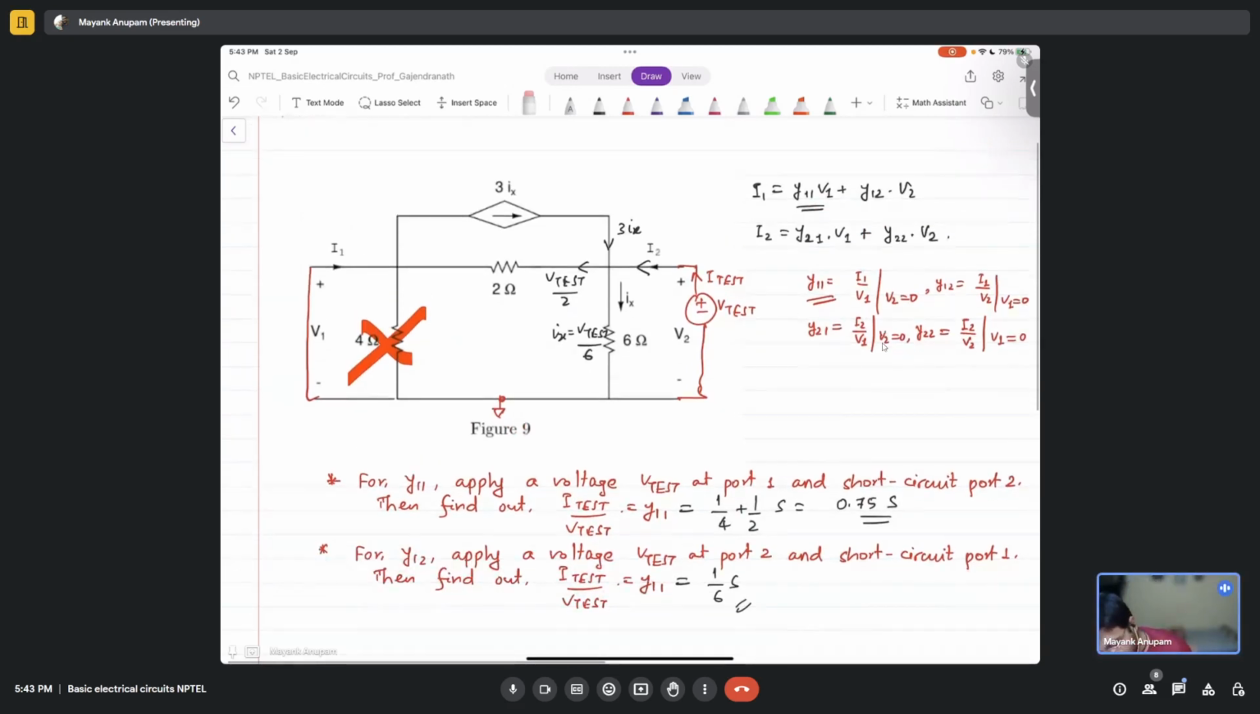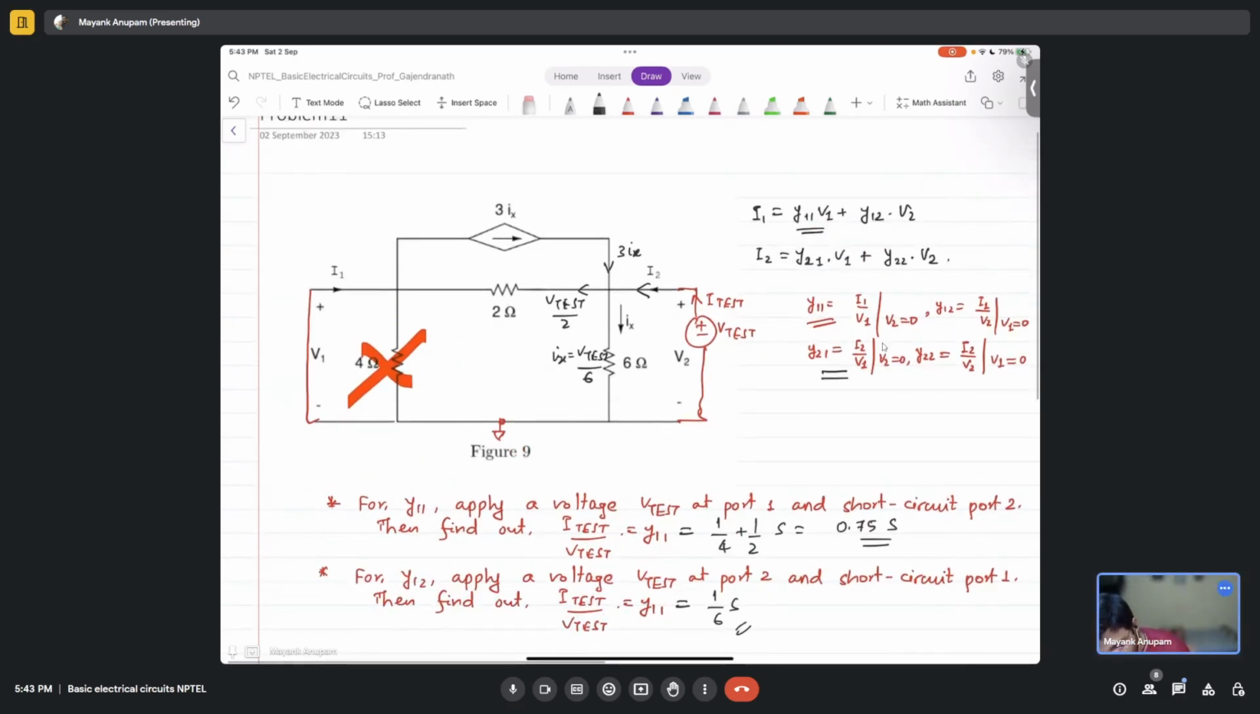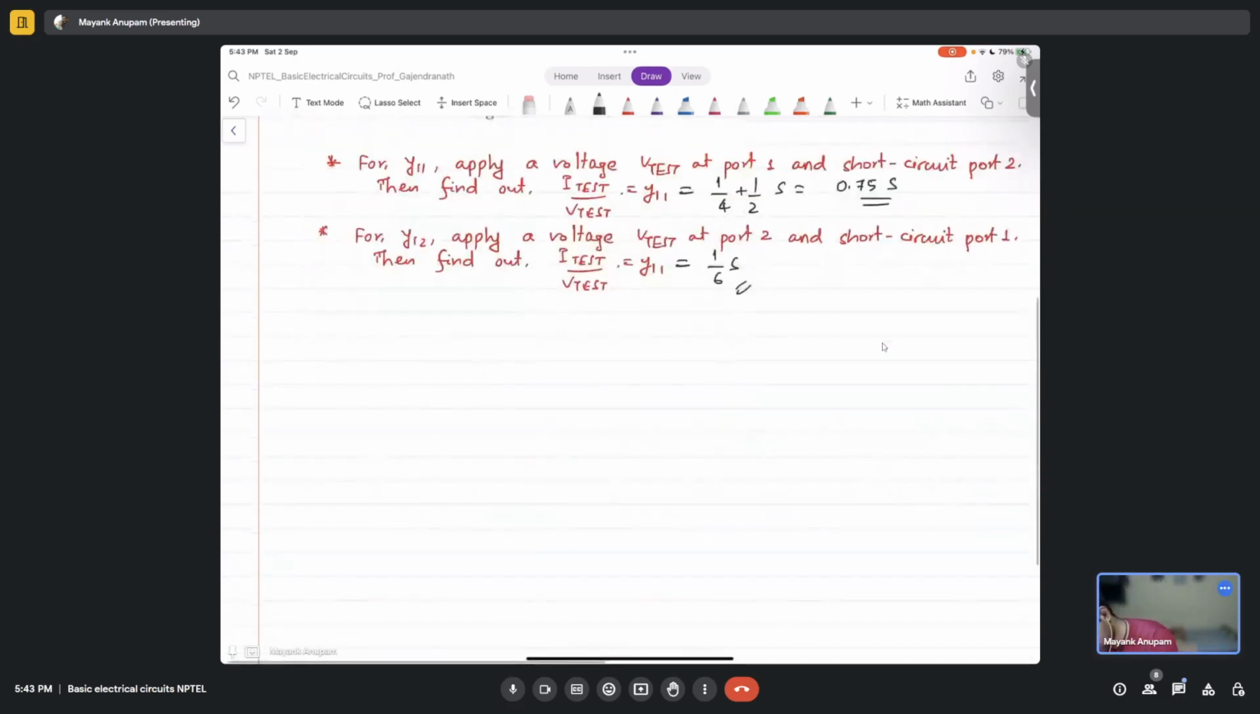Fine. So similarly, you can find out Y21 and Y22, right? That's not a problem. Similarly, you can find out Y22 and Y21. Okay.